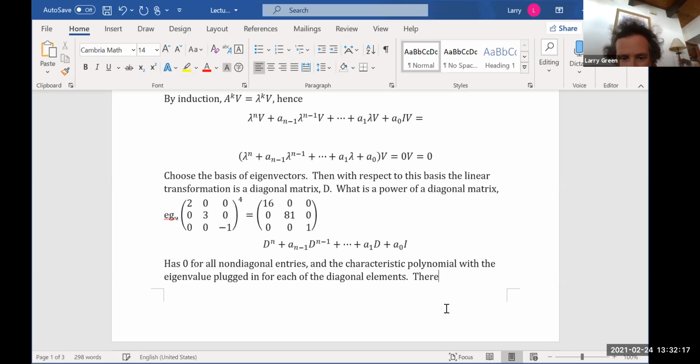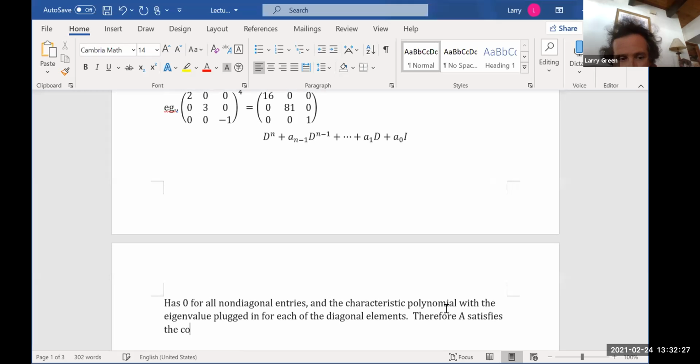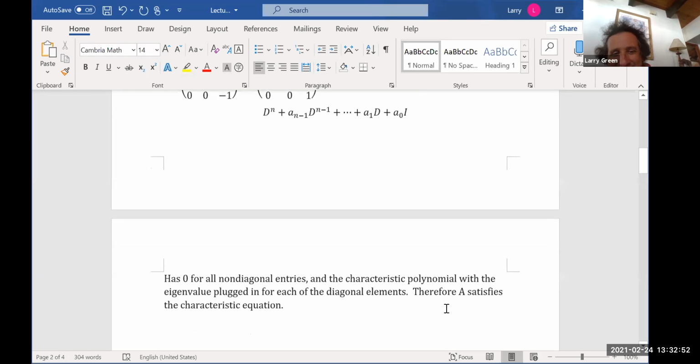So therefore, A satisfies the equation. Any questions on this idea? And that's the proof of the Cayley-Hamilton theorem. All right, you should complain because look, it took two famous mathematicians to prove it, and I asked you to do it by yourself. But you did have me to help.